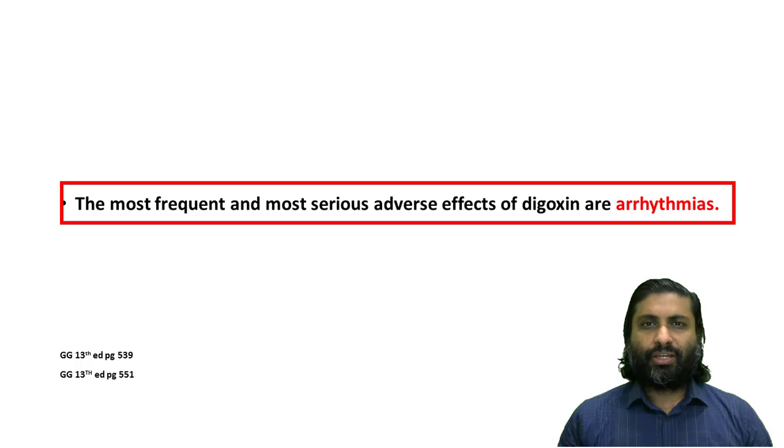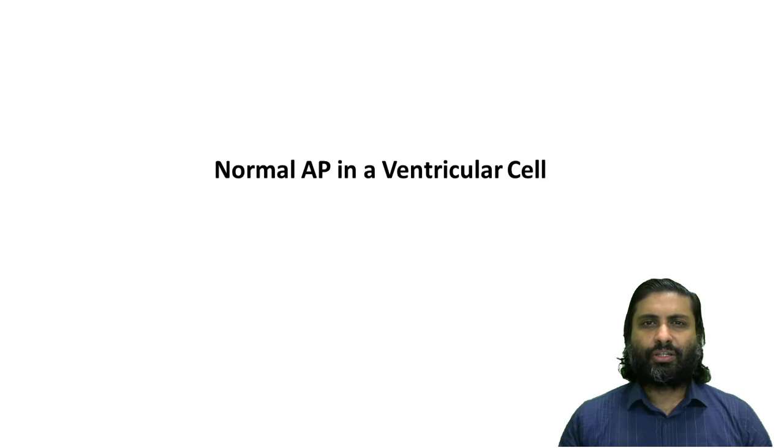To have an idea about the arrhythmogenesis of digoxin, we need to have at least a rudimentary understanding about the normal action potential in a ventricular myocyte or in a His-Purkinje fiber. Now, to begin with, we should know what an action potential is. An action potential is a graphical representation of the electrical activity in a single cardiac myocyte. This distinguishes it from the ECG, which is a graphical representation of the electrical activity in the heart as a whole.